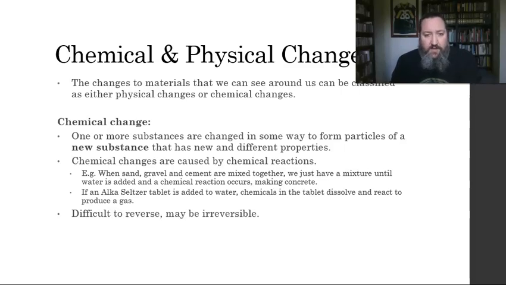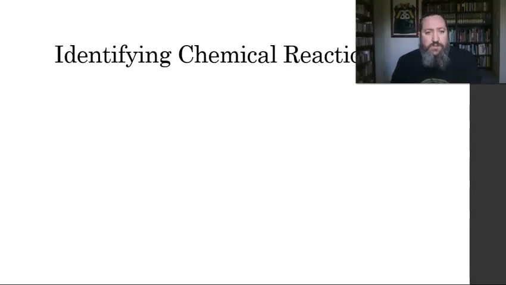It's not always 100% obvious whether things are reversible or not. So what we actually want to do is identify whether or not a chemical change, or a chemical reaction, has taken place. There are a few key criteria that we use to say that yes, if this is taking place, it's probably a chemical change.